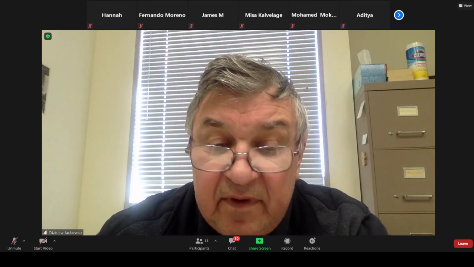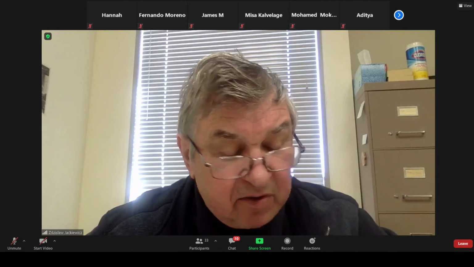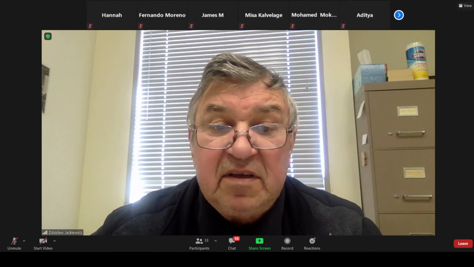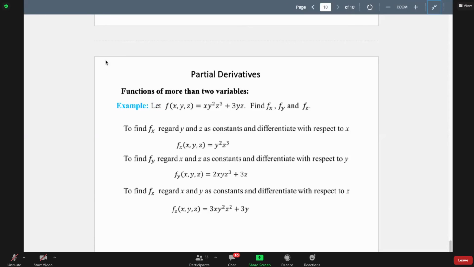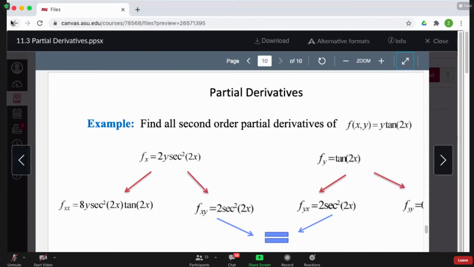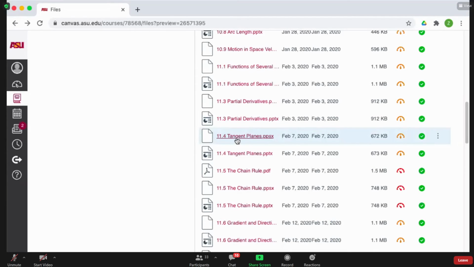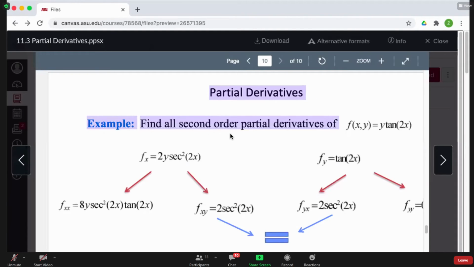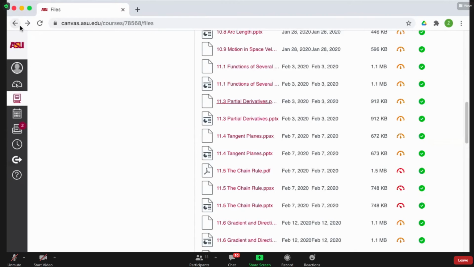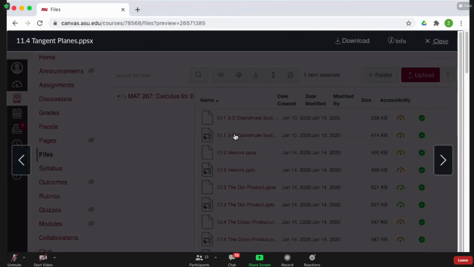Okay, so let's start the next section, just maybe 1 or 2 slides. So I will again share the screen, and I will go to tangent planes, a very important section, extremely important. We will try to write the equation of the tangent plane to a surface at some specific point. This is section 11.4, tangent planes.